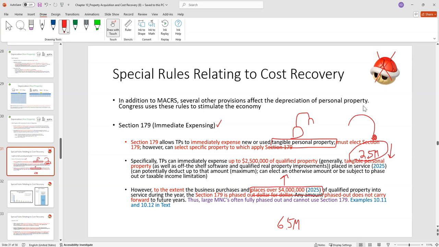So where does this matter? Maybe a large multinational corporation, like a Walmart or an Amazon. They might put 10 or 20 million dollars worth of stuff into service each year. They're not going to get any 179 at all. Compare that with maybe a medium or smaller size business. Yeah, you're going to see a lot more 179 because they're not phased out, right?